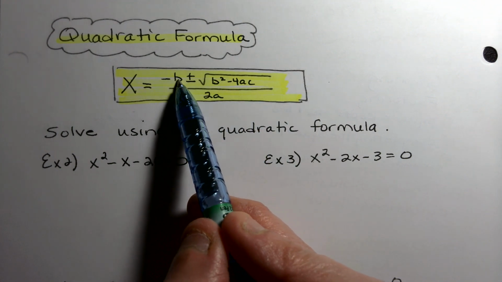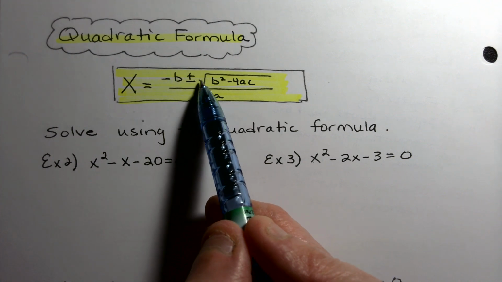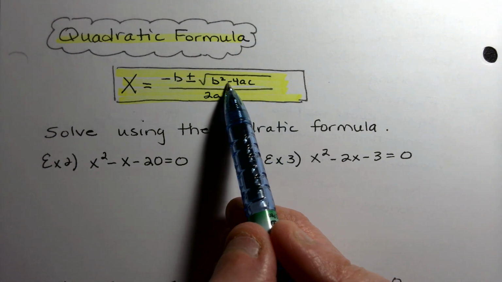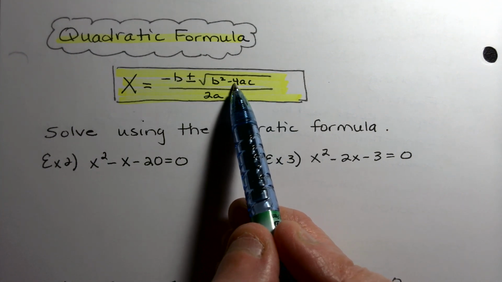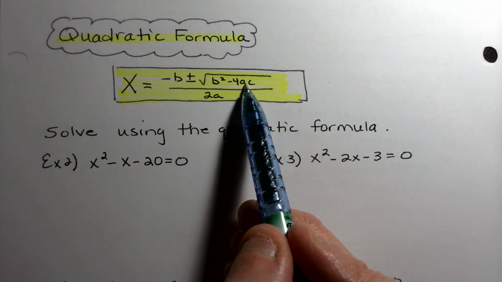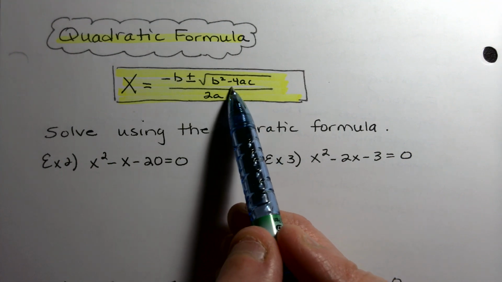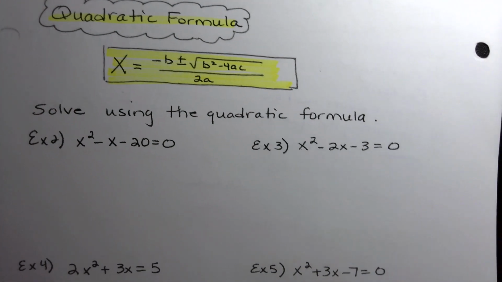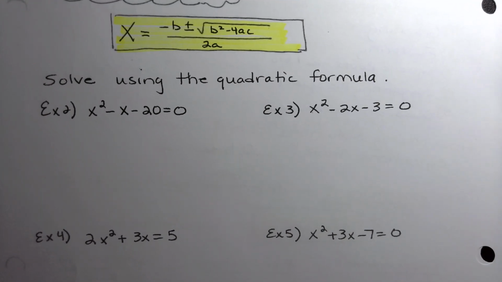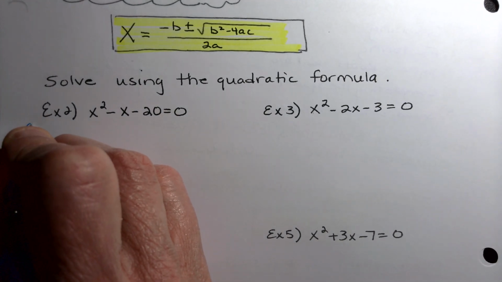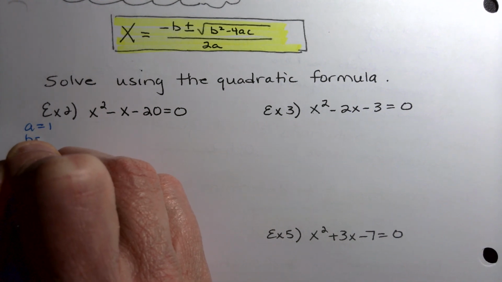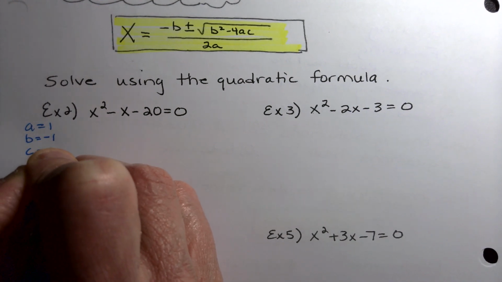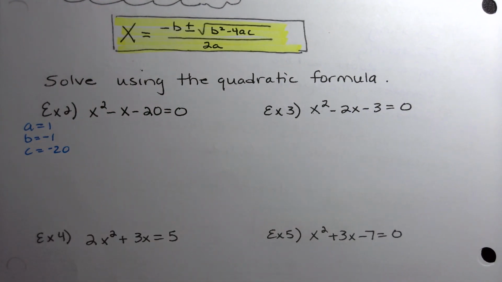Okay, so it's the opposite of B, plus or minus the square root, and then you notice this inside part is the what? Discriminant. And then all over 2 times A. So let's try it. Again, write your A, B, and C. A is 1, B is -1, and C is -20. I got negatives. I got to make sure to put parentheses around those.